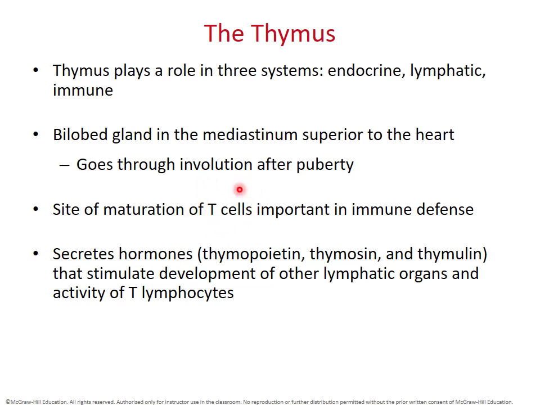T cells are also the cells that are important in tissue rejection. So if you receive an organ transplant, it's the T cells that will recognize if those tissues aren't matched up appropriately, that those are foreign human cells, and will attack those as well.